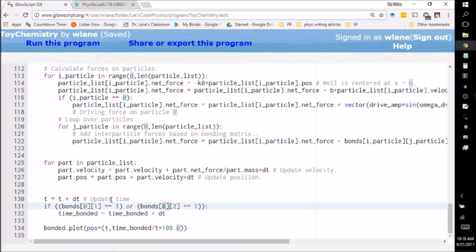Of course, I'm not going to check 0,0 because that would be particle 0 bonded with itself, which it's not going to do. And if that's the case, then I say, okay, particle 0 spent some time bonded, so it spent this time step bonded, so we're going to add dt to this amount of time. And down here I just update the graph to give me the time as the independent variable, and for the dependent variable, the time bonded as a percentage of the total time.